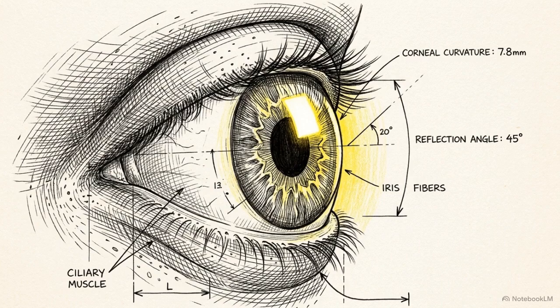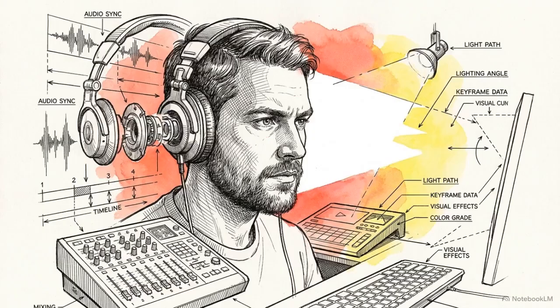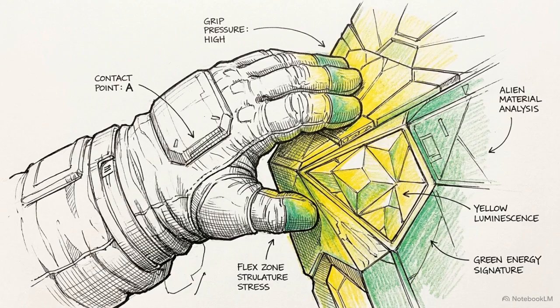Matching the audio peak to the visual flash forces the brain to perceive these separate files as a single unified event, giving the artificial footage a sense of physical weight and intent.